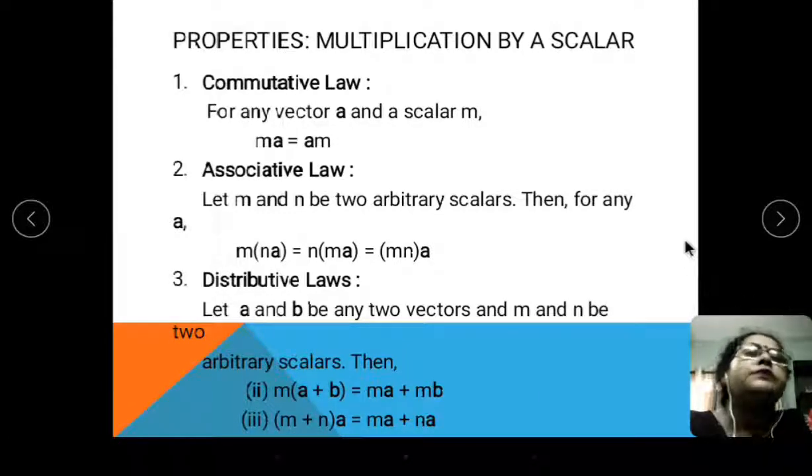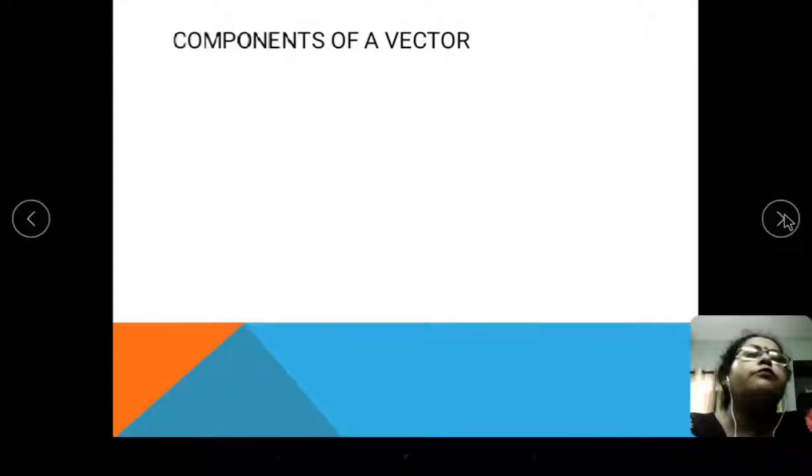Okay, so this completes the properties of multiplication by a scalar. Now next, before switching over to vector addition, we will talk about something else, that is components of a vector in a three-dimensional coordinate system. That means how we can represent the vector in terms of its components in a three-dimensional coordinate system.